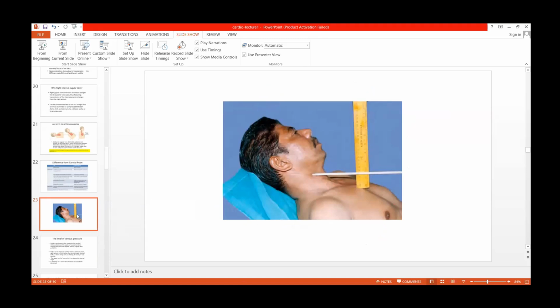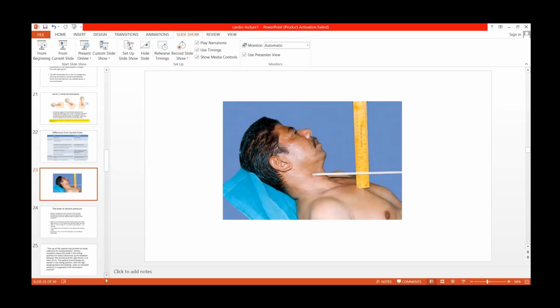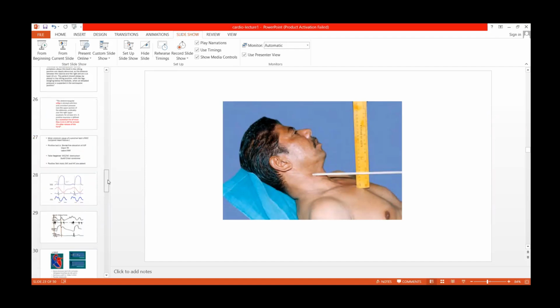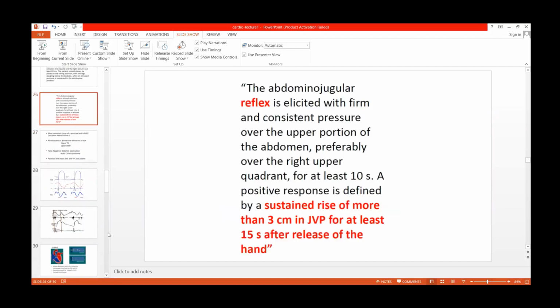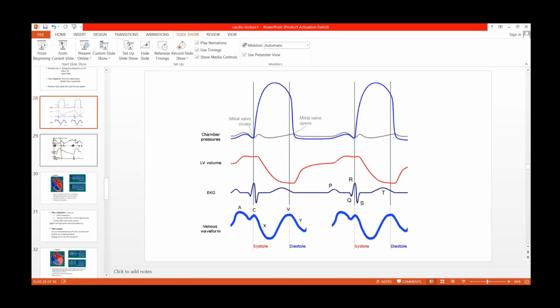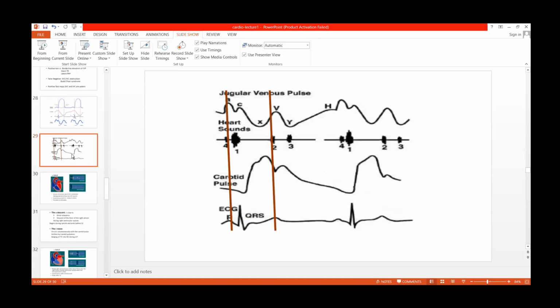Okay, sir. Thank you, sir. JVP, method of examination, different types of waves, their explanations, and the difference from the arterial wave, abdominojugular reflux, and the relation with the heart sounds. Okay, this much is important in JVP. Yes, you can surely get this PPT.